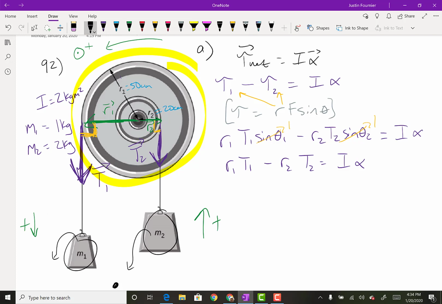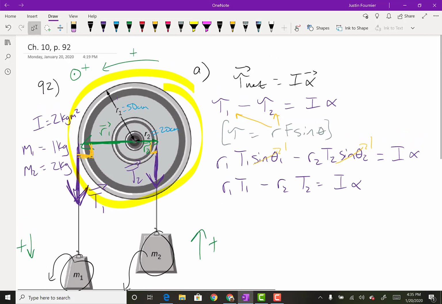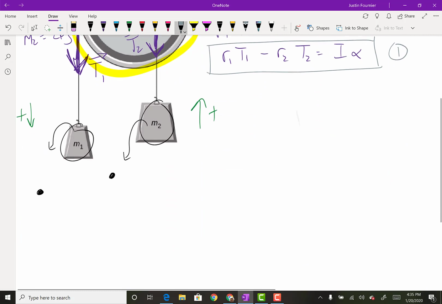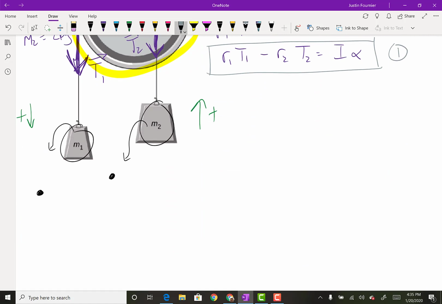So all this is part A. So that means I need to go, so that's using torque net equals I alpha. That's the result I get here, so I can call this equation 1. That's the relationship I get there. So I need 2 more equations to replace T1 and T2. Basically what I'm going to do is go to both these objects, M1 and M2, and draw free body diagrams on them and use the second law, just regular old Newton's second law for linear motion.